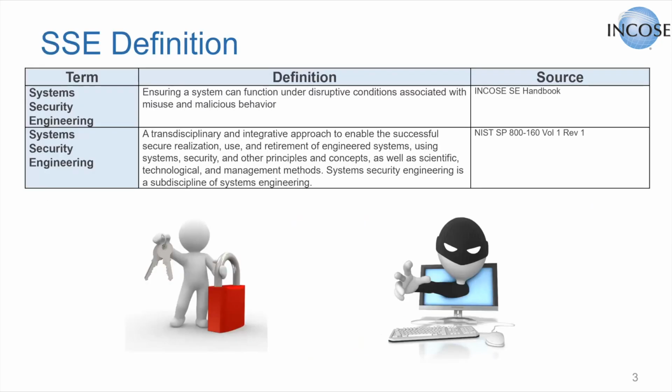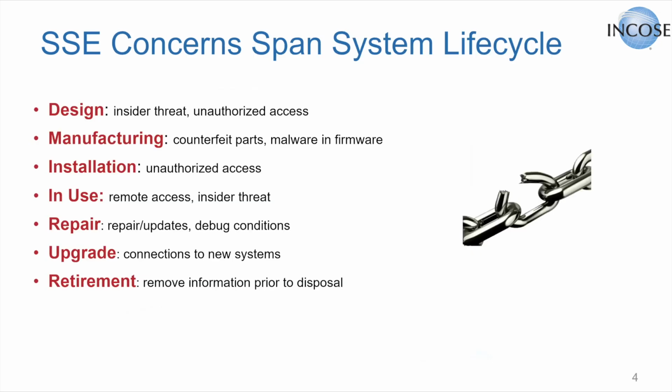So starting with the definition of system security engineering. In our handbook, we say it's ensuring a system can function under disruptive conditions associated with misuse and malicious behavior. And NIST SP 800-160 has a longer definition that makes it clear that this is across the life cycle of the system. And I think this is important, that it's not about just securing the system in its typical use.